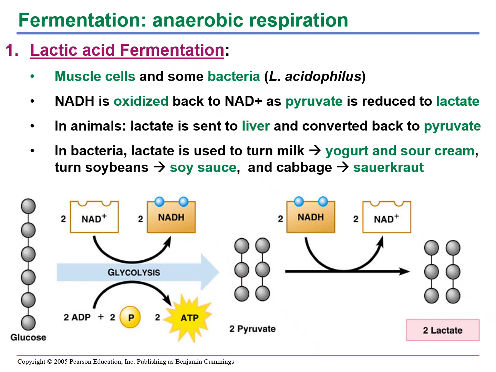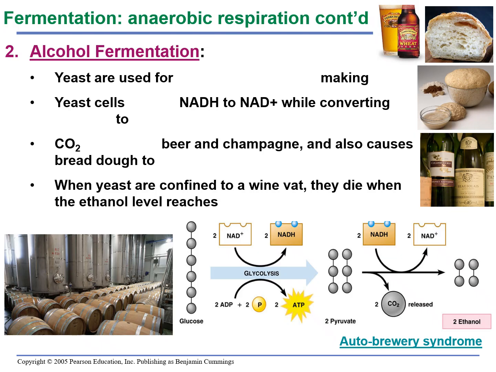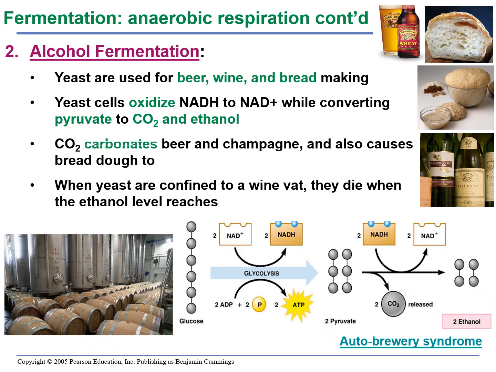And then the second type of anaerobic respiration is alcohol fermentation. Alcohol fermentation happens when yeast are used for beer, wine, and bread making. Yeast cells oxidize NADH to NAD plus while converting pyruvate to carbon dioxide and ethanol. Carbon dioxide carbonates beer and champagne and also causes bread dough to rise. And when yeasts are confined to a wine vat, they die when ethanol levels reach 14%.